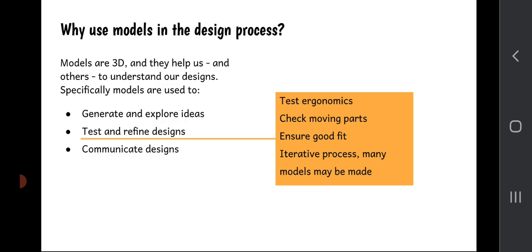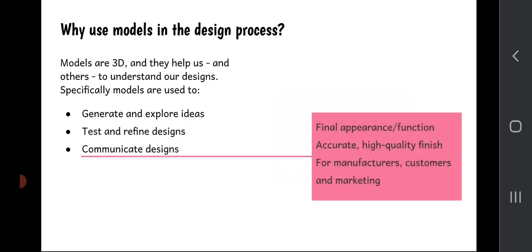We can also use models to communicate our ideas and our designs as well. And if that was the case, we'd be looking for model types where it's all about the final appearance. These models tend to be accurate, they tend to be very well finished as well. And the sort of people that we might be communicating our designs to are the likes of manufacturers trying to explain how something is to be made, or perhaps it's customers and for marketing reasons as well.